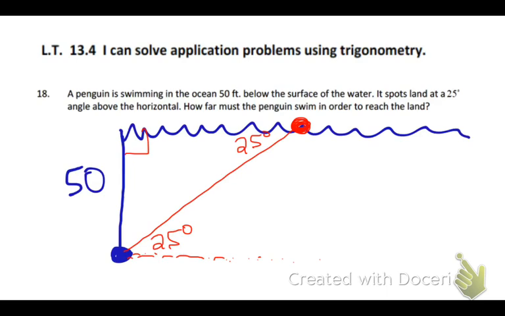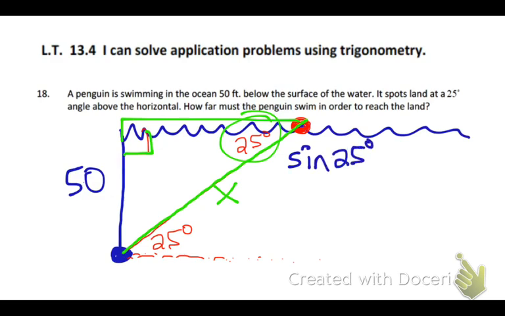Okay, then the question is, how far must he swim in order to reach the land? Well, he just wants to go straight to the land, just straight along that line. So we set up a nice little triangle. You can see my nice triangle there. And so we just figure out what we have. So we have opposite, and then we have hypotenuse. So that is sine. So sine of 25, that's opposite, which is 50, over the hypotenuse, which is x. And then we just solve for x.